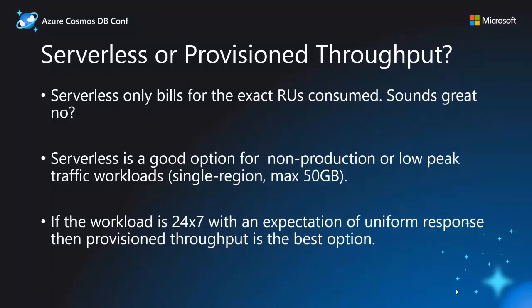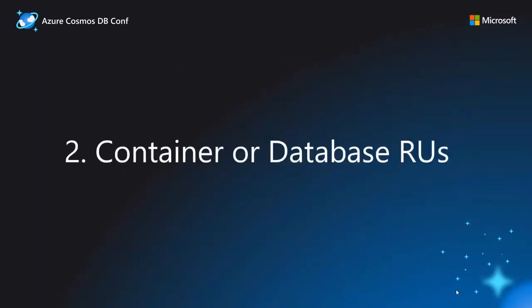Now, if the workload is 24/7, as I mentioned, with an expectation that you're going to get a uniform response every single time, then provision throughput is your best option. But as I said before, there are many workloads out there, either non-prod or production workloads, that don't have constant throughput requirements that could be well served with serverless. So that's the first decision you have to make, right? And keep in mind, at the same time, if you are running a real production 24/7, then provision throughput might be best for you.